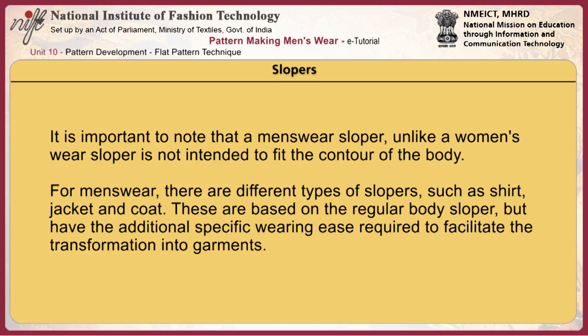For menswear, there are different types of slopers such as shirt, jacket, and coat. These are based on the regular body sloper but have the additional specific wearing ease required to facilitate the transformation into garments.